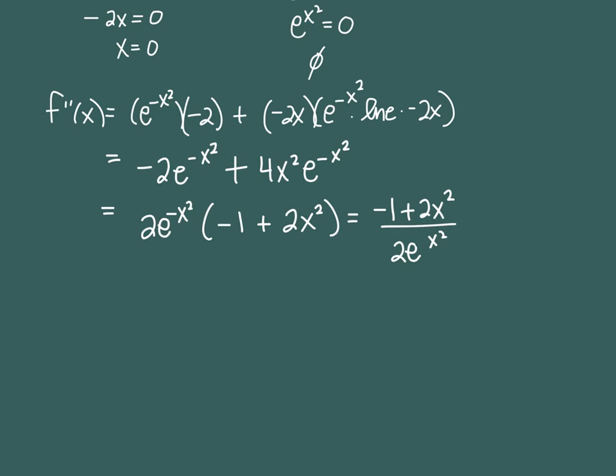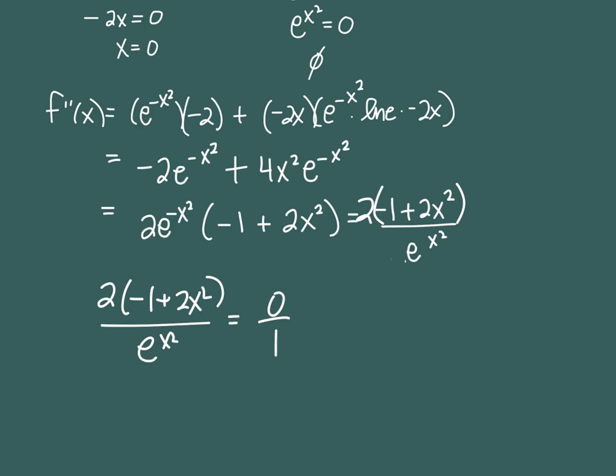Wouldn't 2 still be up over there? Oh, yeah. My 2 is in the numerator. Okay, so 2 parentheses, negative 1 plus 2x squared over e to the x squared set equal to 0 over 1. And again, to 1 over 0.